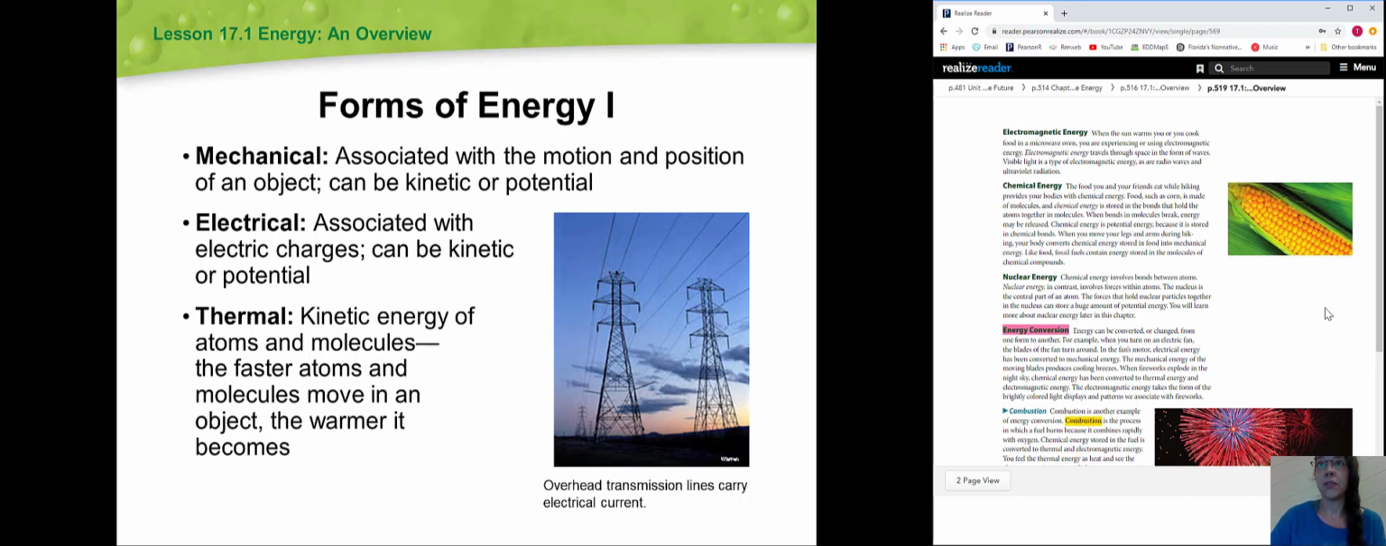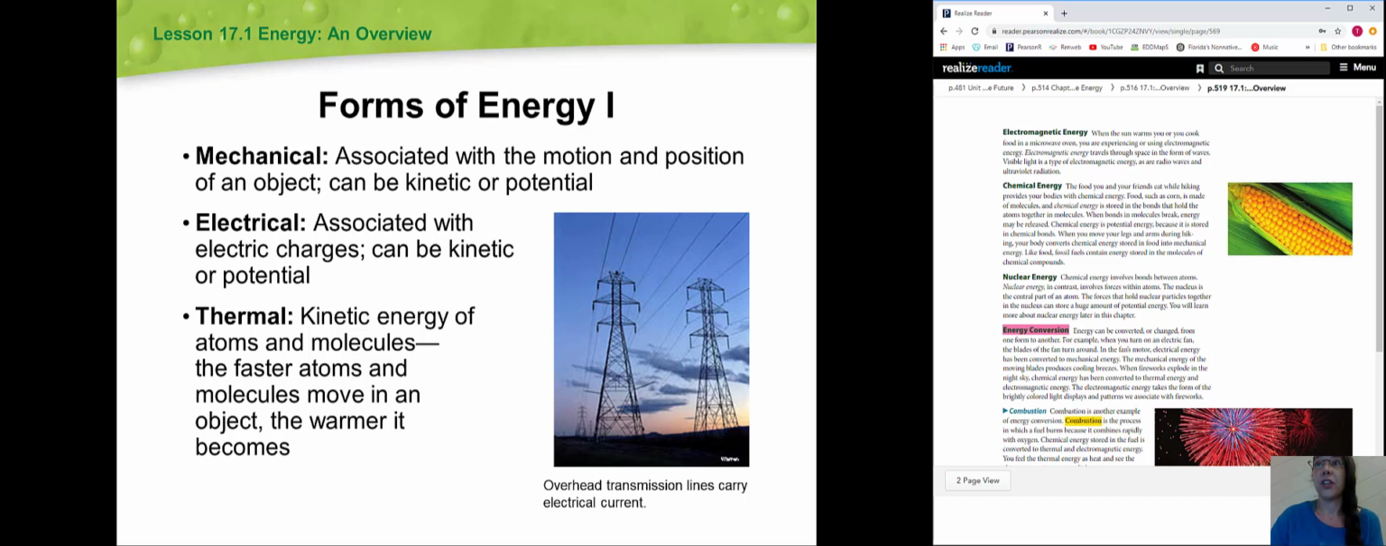We do have some other types of energy. They include electromagnetic energy. When the sun warms you or you cook food in a microwave oven, you are experiencing or using electromagnetic energy. Electromagnetic energy travels through space in the form of waves. Visible light is a type of electromagnetic energy, as are radio waves and ultraviolet radiation.